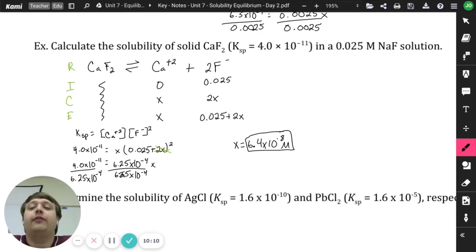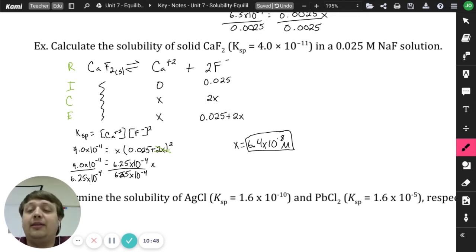So going through it, first thing you needed to do was do your RICE table. So your reaction was CaF2 in a reversible reaction produces Ca2+ plus 2F minuses. We know that my CaF2 is not taken into account because it is a solid. We started with 0 for my calcium, but our fluoride ions, we did have 0.025 of those. Our changes are x and 2x. The equilibrium would be x for calcium, and then for F minus, it would be 0.025 plus 2x.